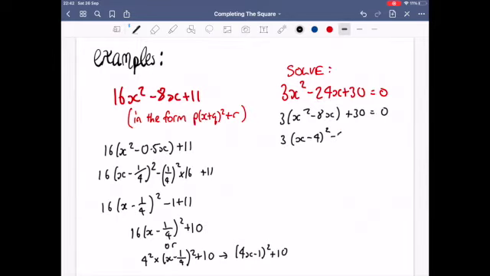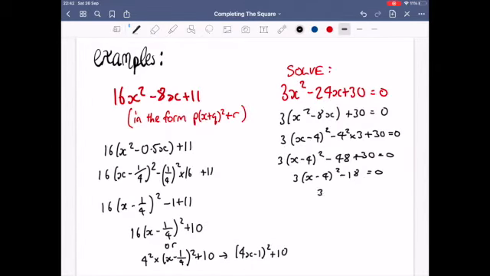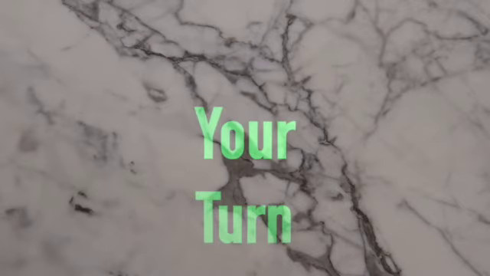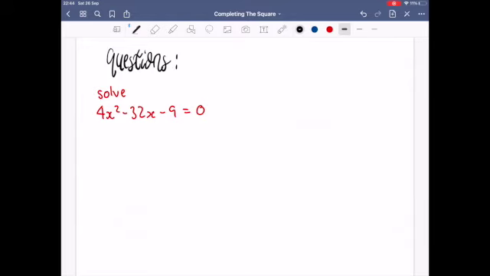Take out the 3, halve the coefficient of x, take away q squared times p, and then just continue to simplify. And now we can solve this, so add 18 on both sides, divide by 3, square root both sides, and add 4. So feel free to pause the video now. Okay, I'm going to go through it.